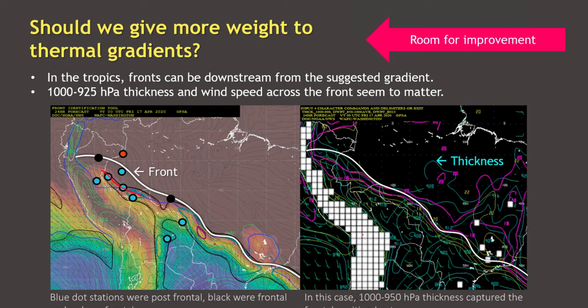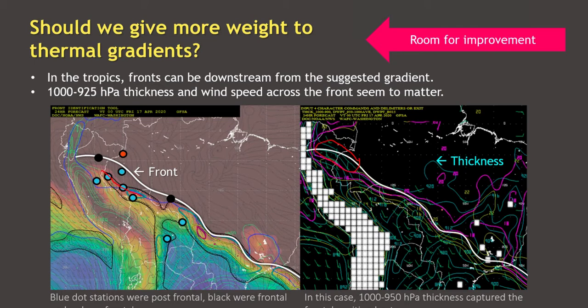So don't just go blind by placing the front where you see these black magnitude of the gradient, but you need to sometimes think a little bit further. And in this case, the front was a little bit further north from this enhanced southerly flow. And the one variable that captured it was the thickness.